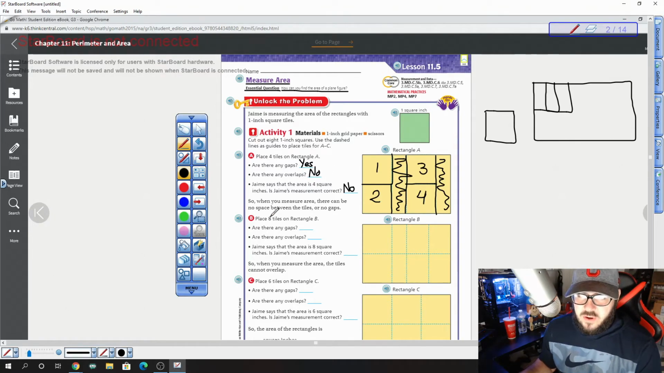All right, we're going to try letter B now. This time they want us to use 8 tiles to cover rectangle B. Okay, 8 tiles. So again, we're going to trace. There's our first one, number 1. Here's number 2. And then the problem that we're going to have here is that when I go ahead and draw my next shapes, we're going to notice something.